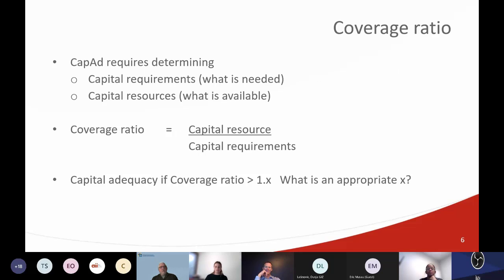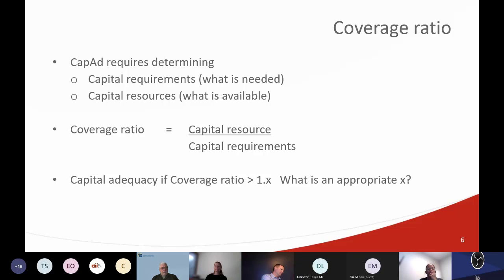So in terms of capital adequacy and the capital side of it, it really means determining the capital requirements. That's what you need to hold and is specified by the supervisor on the one hand. And on the other hand, you look at the capital resources and that's what you've got. And you really hope that what you've got available is bigger than what you need. Otherwise, you've got a problem to start with. And that's all brought together in the coverage ratio, which is the resources divided by the requirements. So what you're really after is that ratio being bigger than 1, obviously. And the question you have to ask is, that's fine, but how much bigger? And we'll come back to that a little bit at the moment.